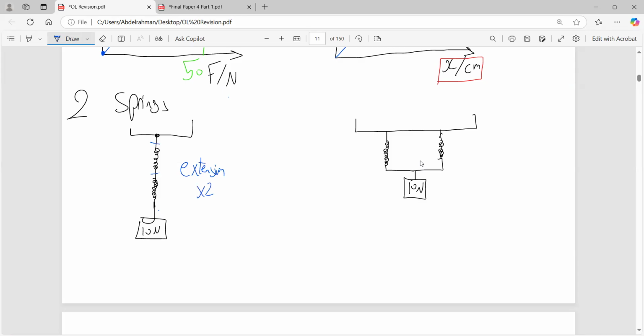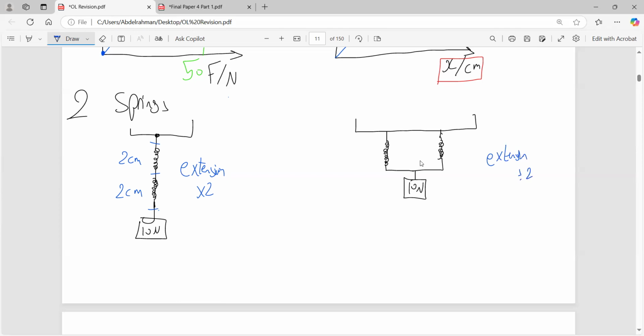So, for example, if each spring extends 2 centimeters, this will extend 2 and this will extend 2. So the total extension would be multiplied by 2. But if they are in parallel, the total extension would be divided by 2.